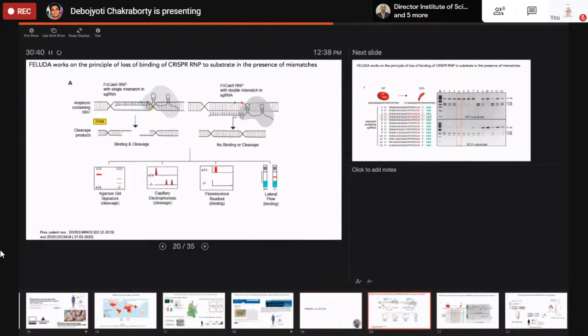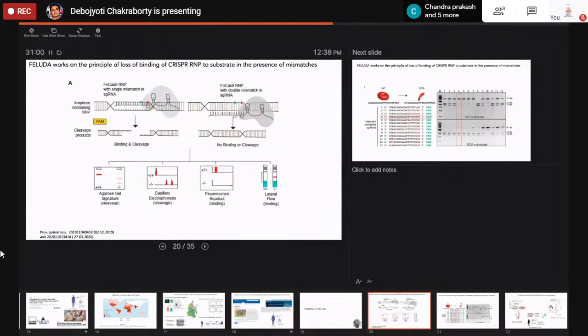It's a CRISPR diagnostics, which means that you can use CRISPR not just for genome editing, but when you have a Cas protein that is so specific, you can also repurpose it to distinguish between two pieces of DNA which are different by a single mismatch. And that's what we were trying to do for sickle cell anemia.